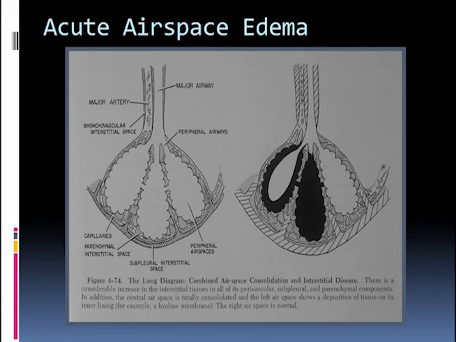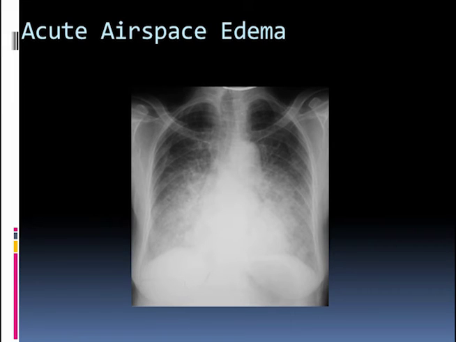So when we have a normal on the left side and on the right side, we have acute airspace edema. All of the interstitial spaces are filled with fluid, and the fluid has spilled over into the air spaces, and we get airspace disease. And this is what it looks like, acute pulmonary edema. They sometimes call this a bat wing appearance.